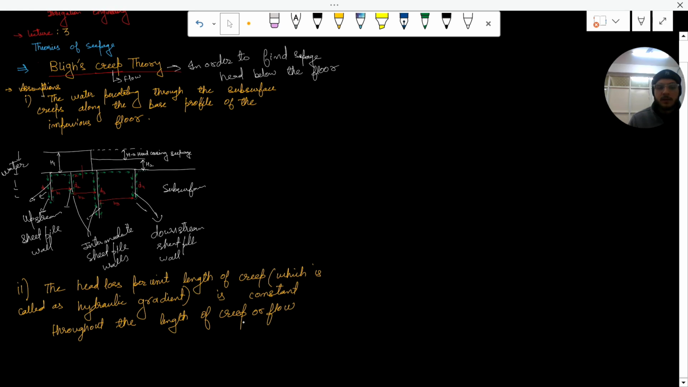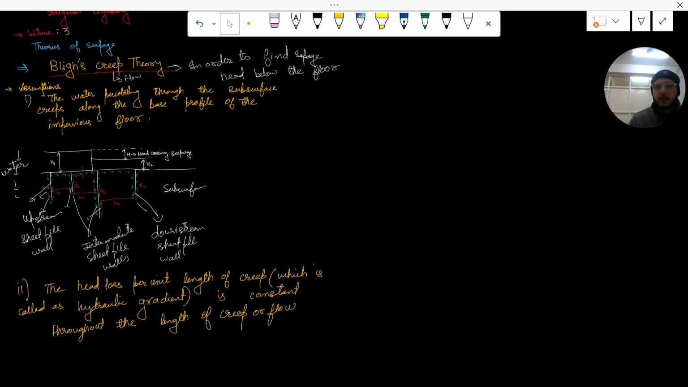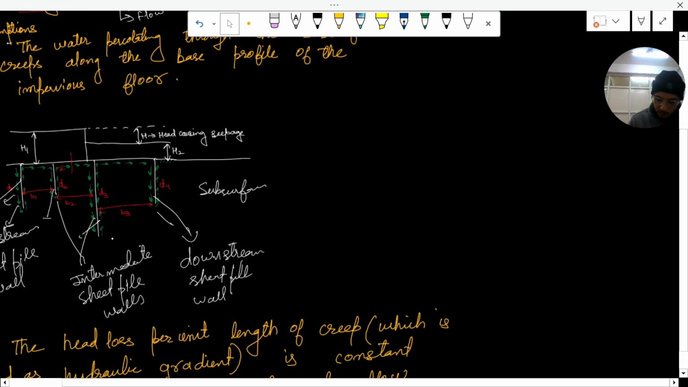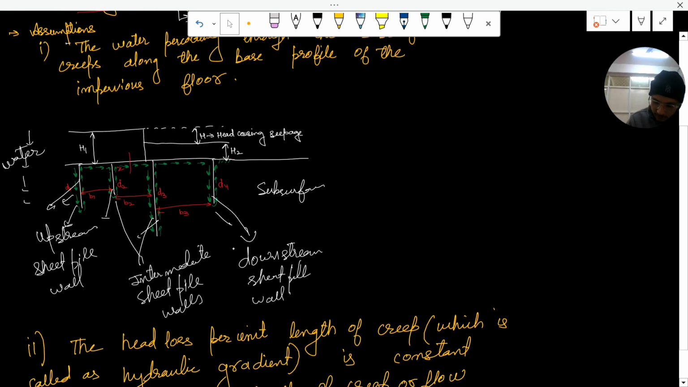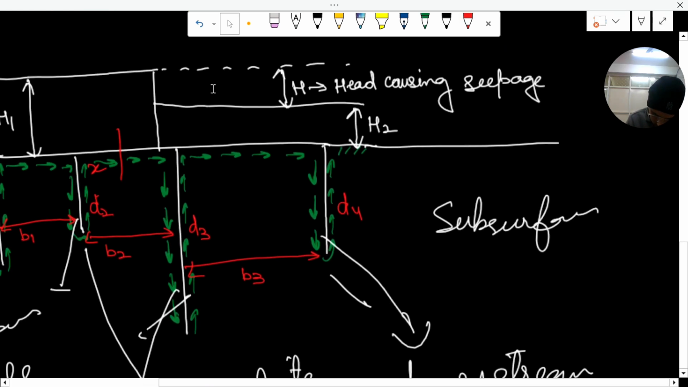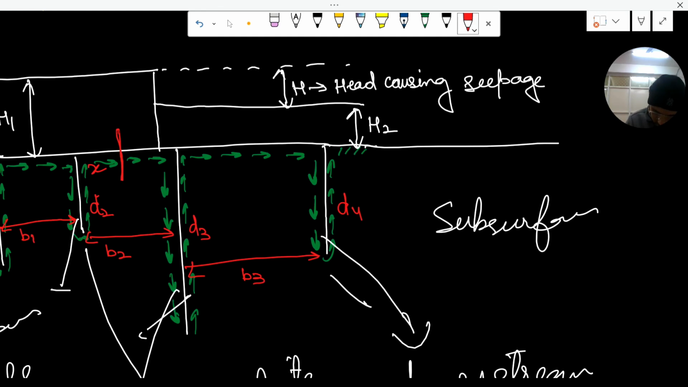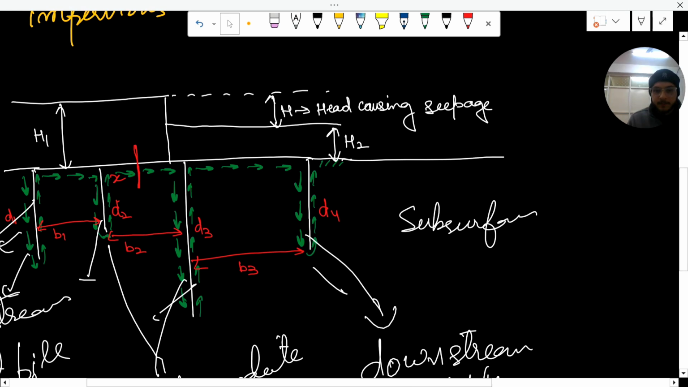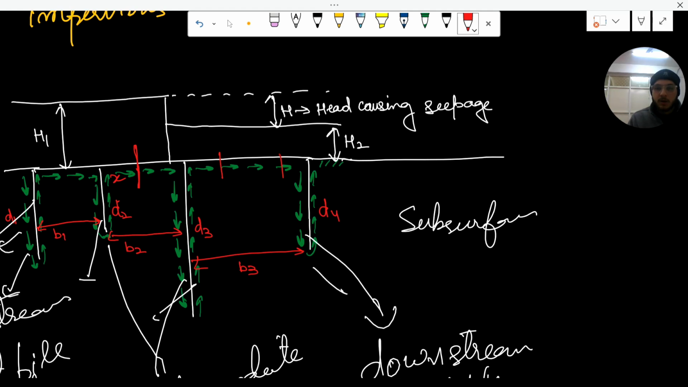And he said that the head loss per unit length will be the same throughout. But we know that's not true, and we will understand this later in Khosla's theory. But this was the second assumption: at any point, let's say we're taking a point x here, the head loss per unit length will be the same everywhere. So this was the second assumption of the Bly's Creep theory.